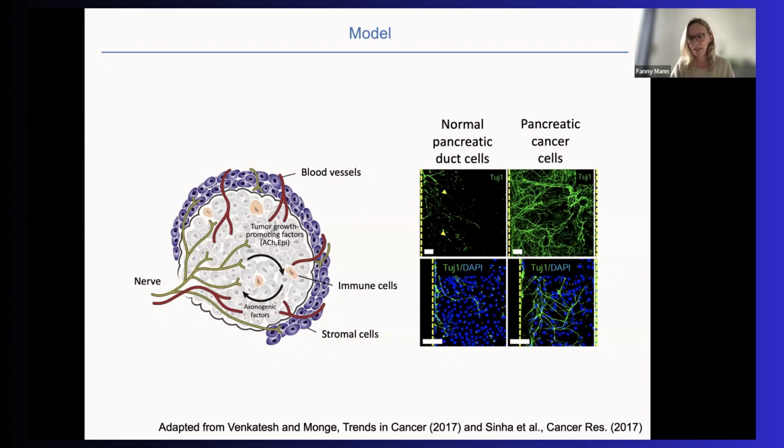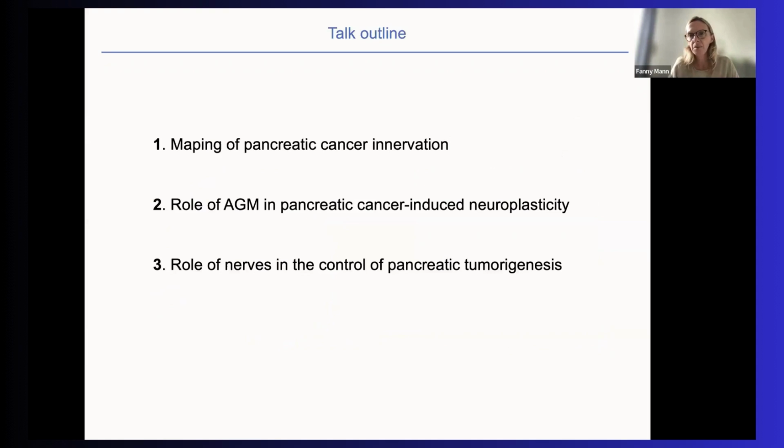So in my talk today, I will present what we have learned in my group about the mechanism of neuronal plasticity in pancreatic cancer. And my talk will be divided into 3 parts. So first, I will show you the results we have on the mapping of pancreatic cancer innervation.